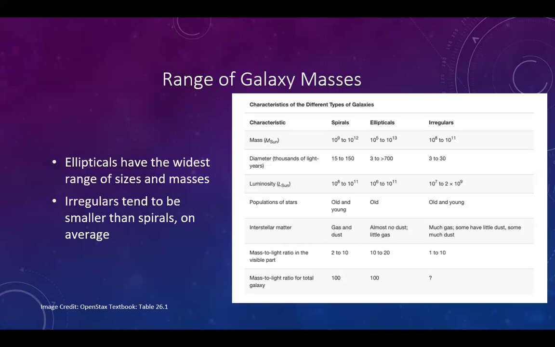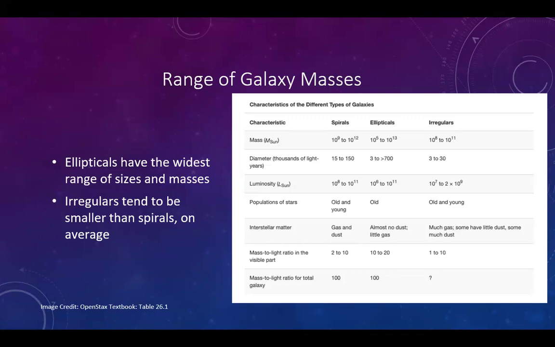Their luminosity is about 10 to the 8 to 10 to the 11 times the luminosity of the sun. They have a mixture of old and young stars. They have gas and dust for interstellar matter. And if we look at the mass to light ratio for the visible part, we see 2 to 10 times as much mass in the visible part than we see the light we would expect.